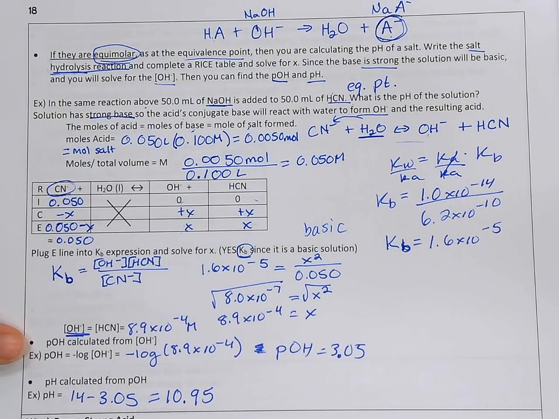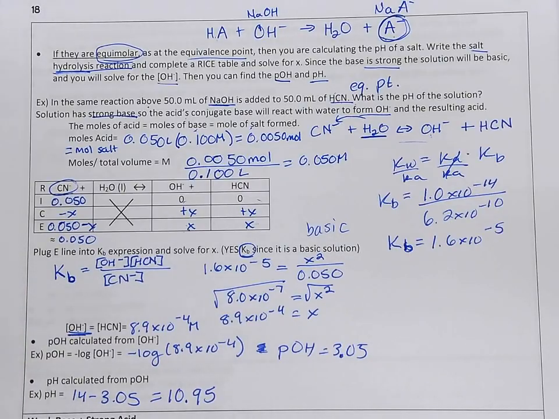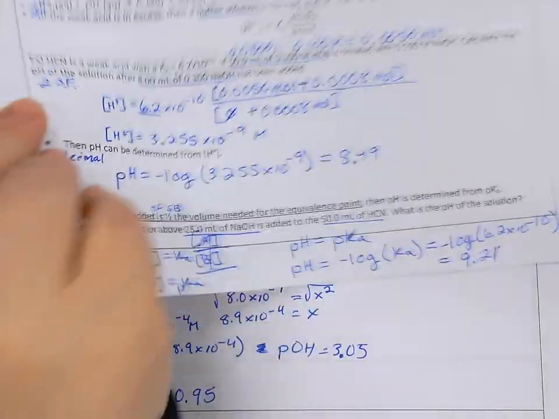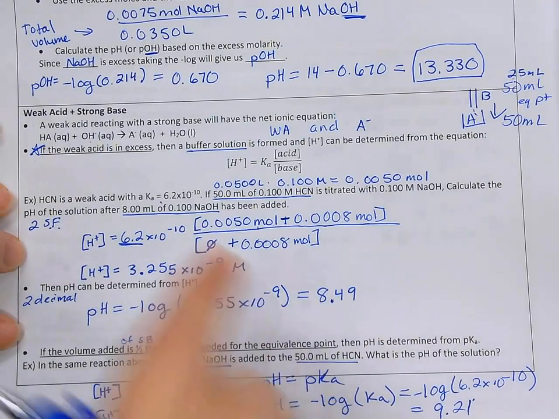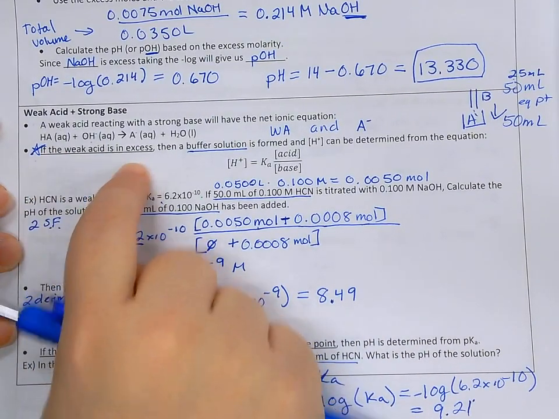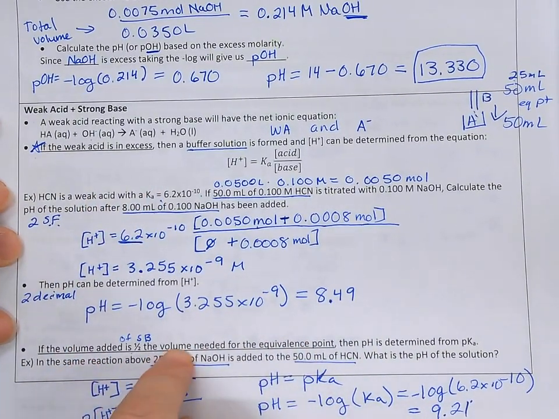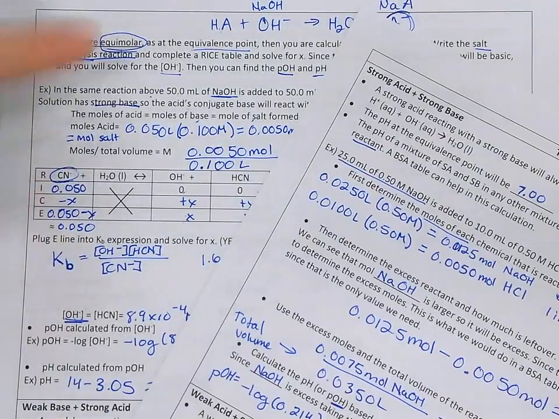All right? So that one took a little bit of time. I know that weak acid, weak base takes a little bit more time. So we've got 3 different points that we can calculate. We can say when our weak acid is in excess, when we're at half the equivalence point, and then when we're at the equivalence point.